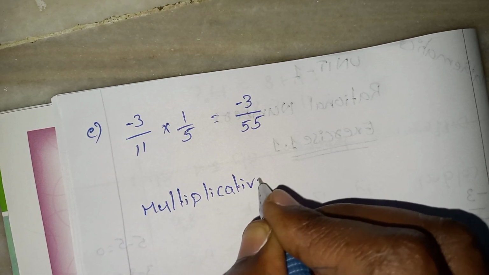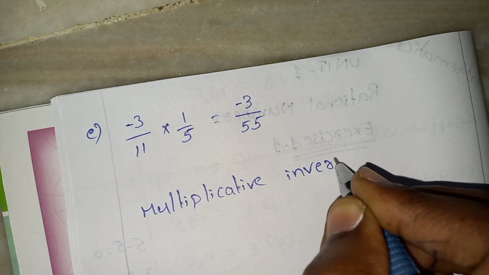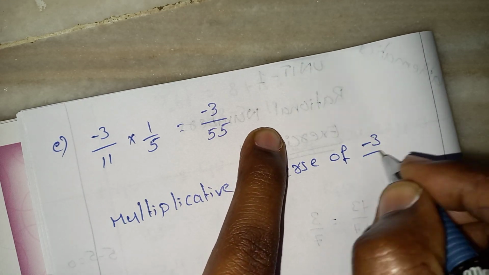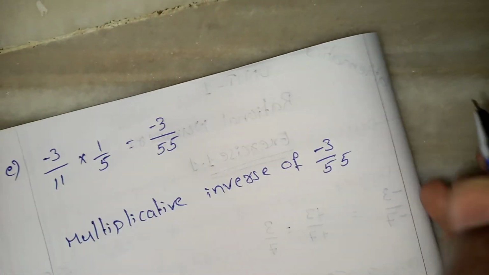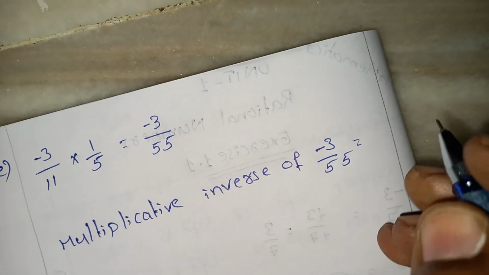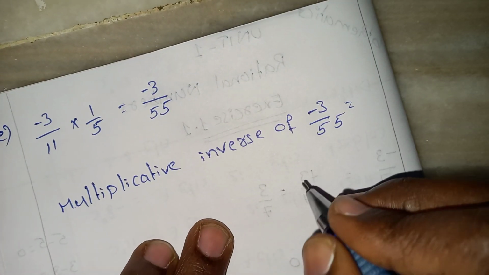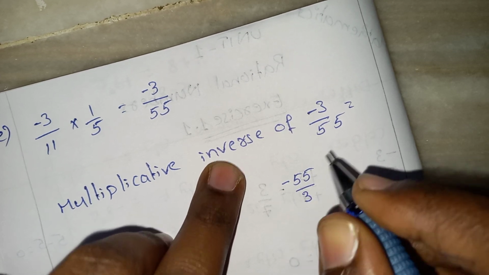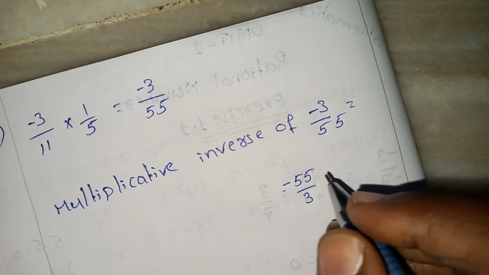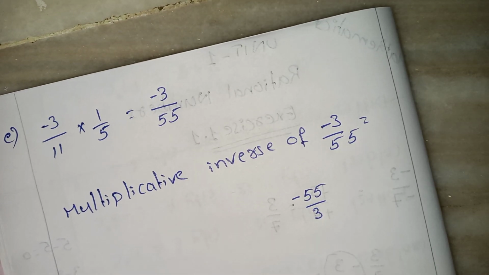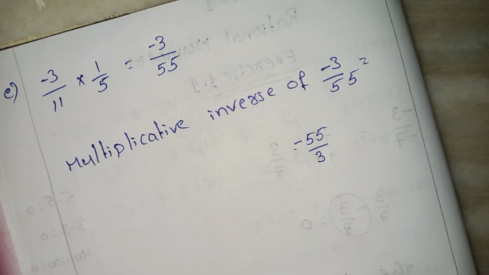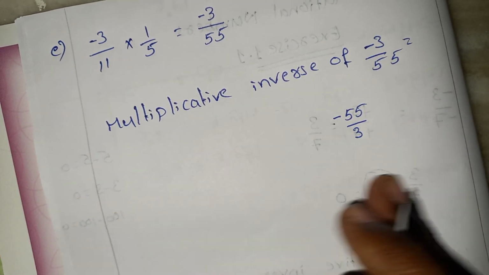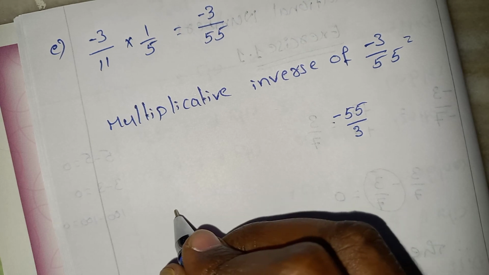Multiplicative inverse of minus 3 by 55 is equal to, what is the multiplicative inverse? 55 by minus, 55 by 3. Here you may get a doubt, madam, why did you use minus 55? Wait, I will explain. But don't copy what I am going to write here.